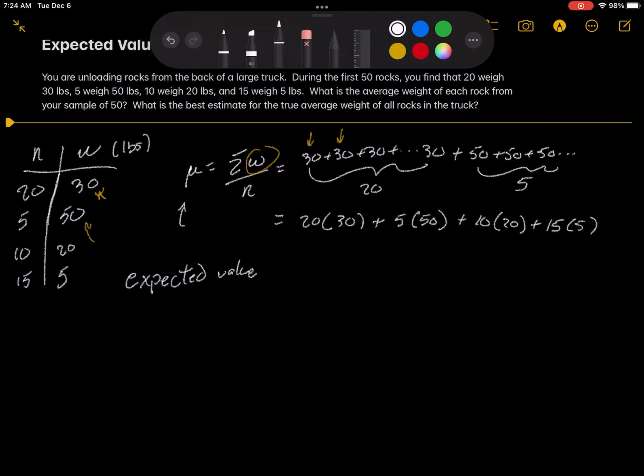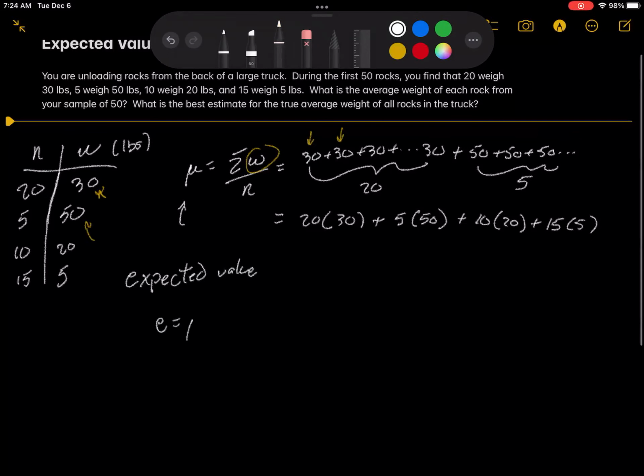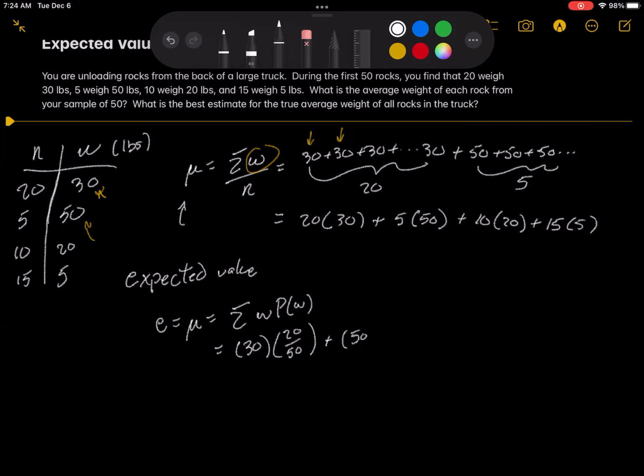So let's do the expected value equation. Expected value is a general average, and we get that by summing the weights multiplied by the probability of that weight occurring. So here the first weight is 30 pounds, and the probability of a 30-pound weight, well, there's 20 of them out of the 50. The next weight is 50 pounds, and there are 5 rocks out of the 50 that weigh that. And we'll do this for all of the different types of rocks.